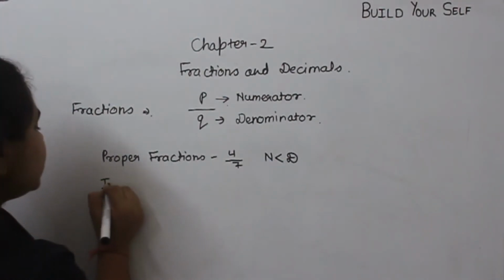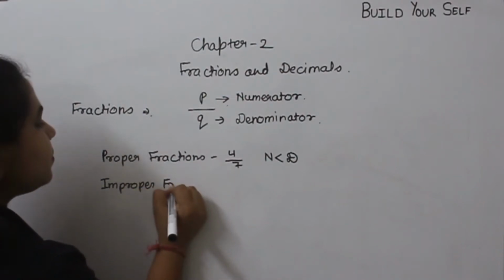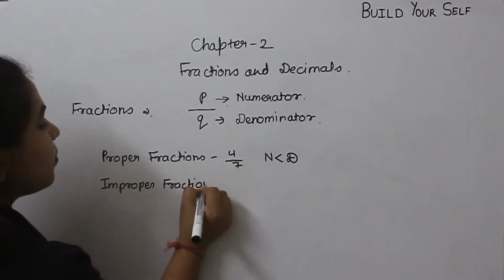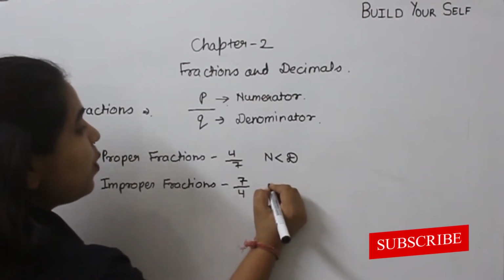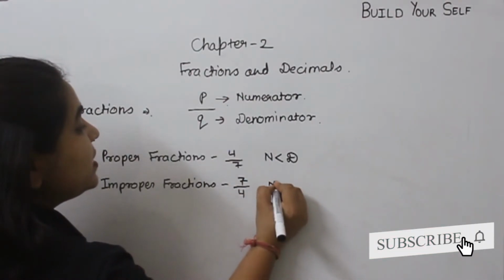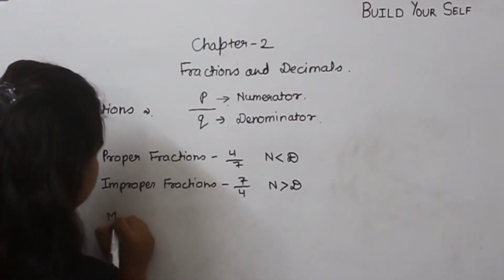The second one is improper fraction. For example, 7 by 4. In this one, numerator is greater than denominator. The third one is mixed fraction.